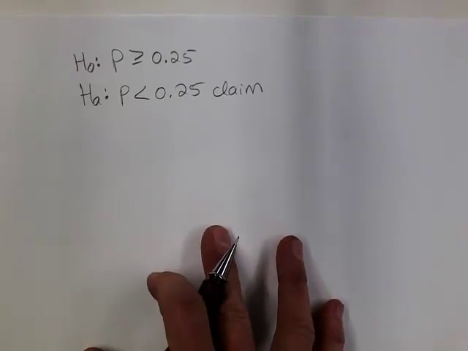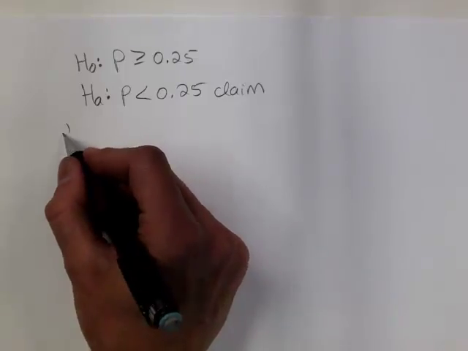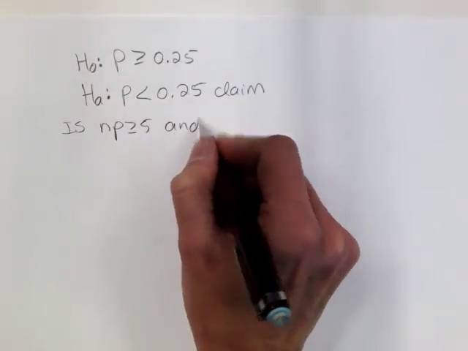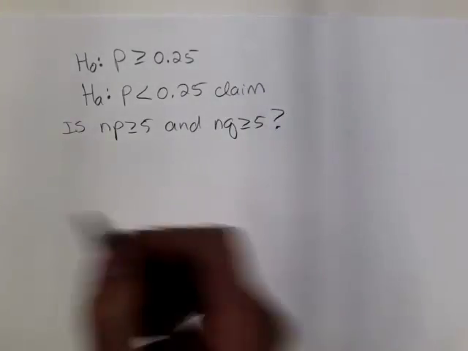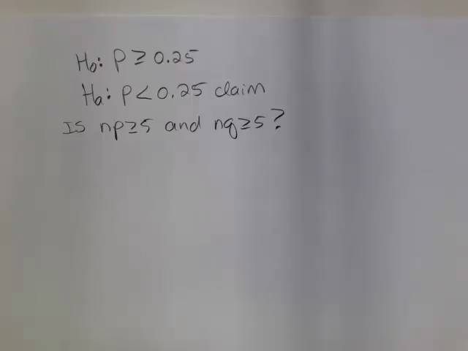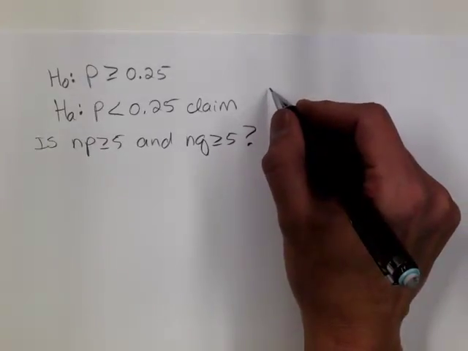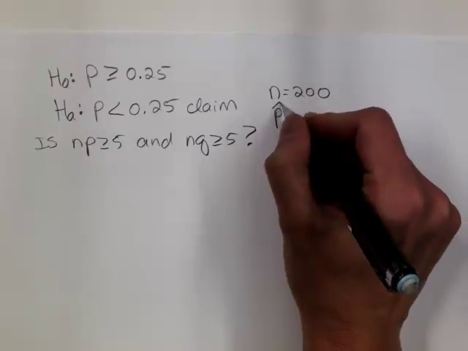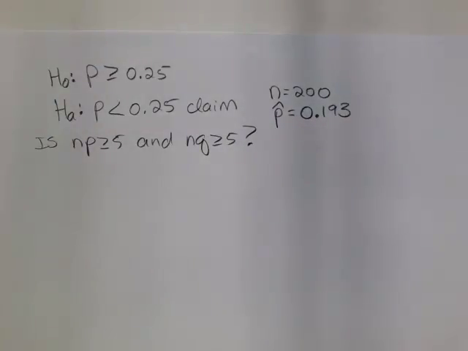Now let's real quick check to make sure that we can use the z-test. So we want to know, is n times p at least 5 and n times q at least 5? Because I do ask for this on your lab. But in the homework, you probably won't have to do this step, maybe just a few at the beginning of the homework set. So in the problem, we're given that n is equal to 200, and p hat, the sample proportion, was 0.193, right? 19.3%.